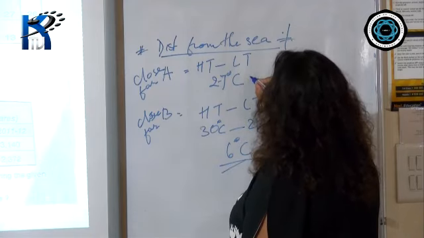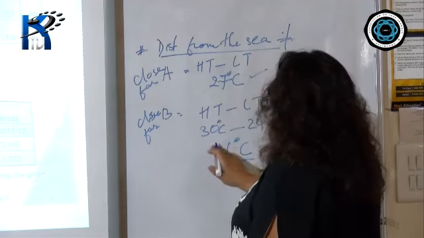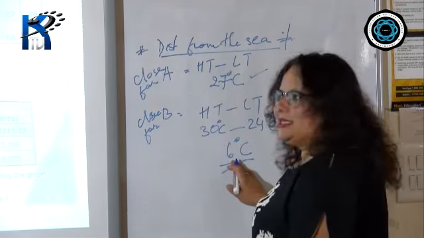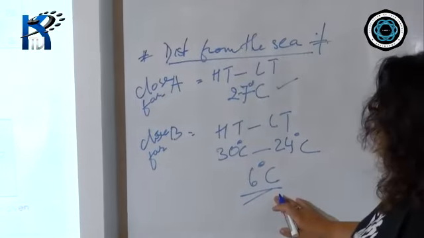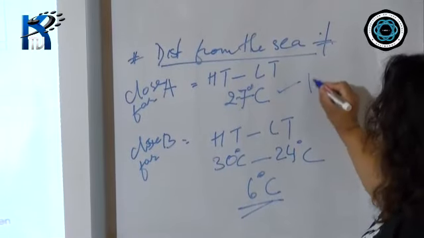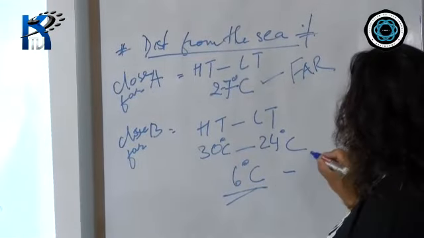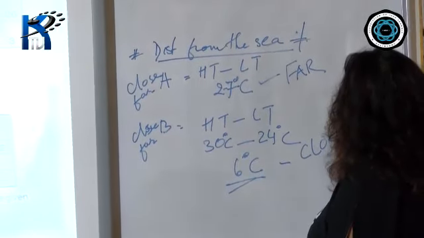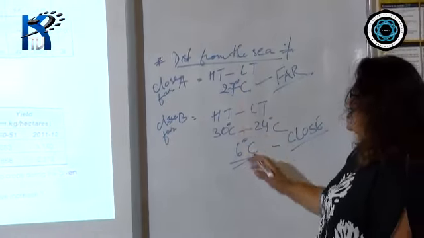That means in station A, the difference that you got was 27 degrees Celsius, and in station B, the difference that you got was 6 degrees Celsius. So now, to know whether A is close or B is close, if the figure is more, like 27, it is far. If the figure is less, now you know it is close to the sea. Is it clear? So this is another question that they might ask you.